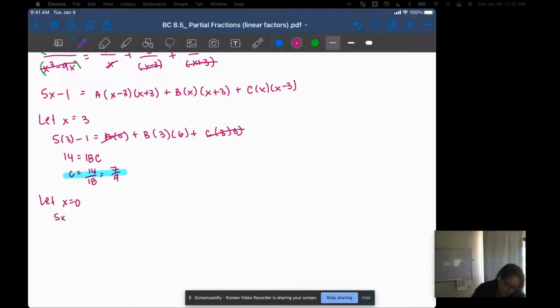So I have 5x minus 1 is equal to a times negative 3 times plugging in for x. Oh, wait. Plugging in 0. So 0 plus 3 is 3. Plus b times 0 plus c times 0. So b and c cancel. And I forgot to plug in 0 at the beginning. So this is 5 times 0. And that gives me negative 1 is equal to negative 9a. So a is equal to 1/9. Let's hold that for later.